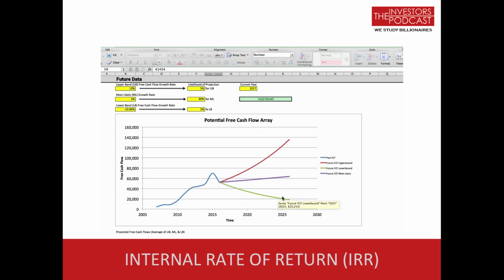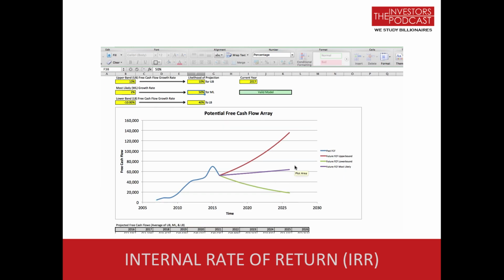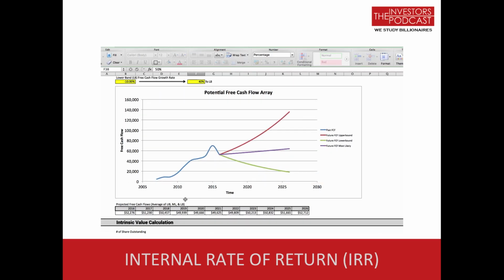Let's just say you thought that the chances of it going down would be very high. You could put this at 40% here, you could put this at 50%, and you could say there's only a 10% likelihood of the upper band occurring. And what you've done is you've skewed your free cash flow much further down into this area. But you've done it through a logical sequence of how you're looking at this chart and how you're thinking through maybe the way that this will work.